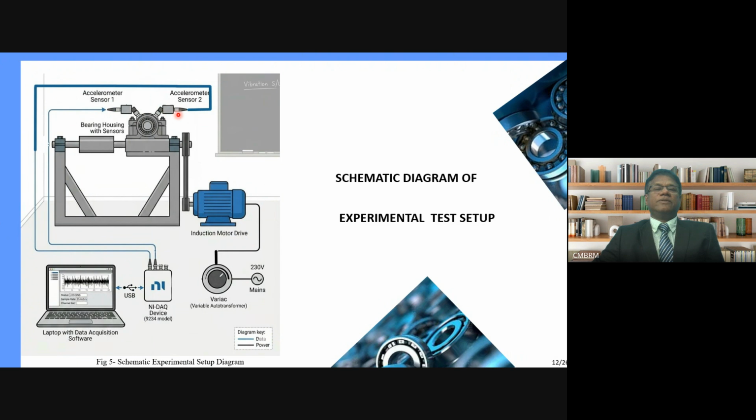This is the two sides. We have sensor 1, sensor 2. On the other side also we can put another 2 sensors. So that is 4-channel. Simultaneously you can record the vibration in the motor. So this is the variac, where we can vary the load.